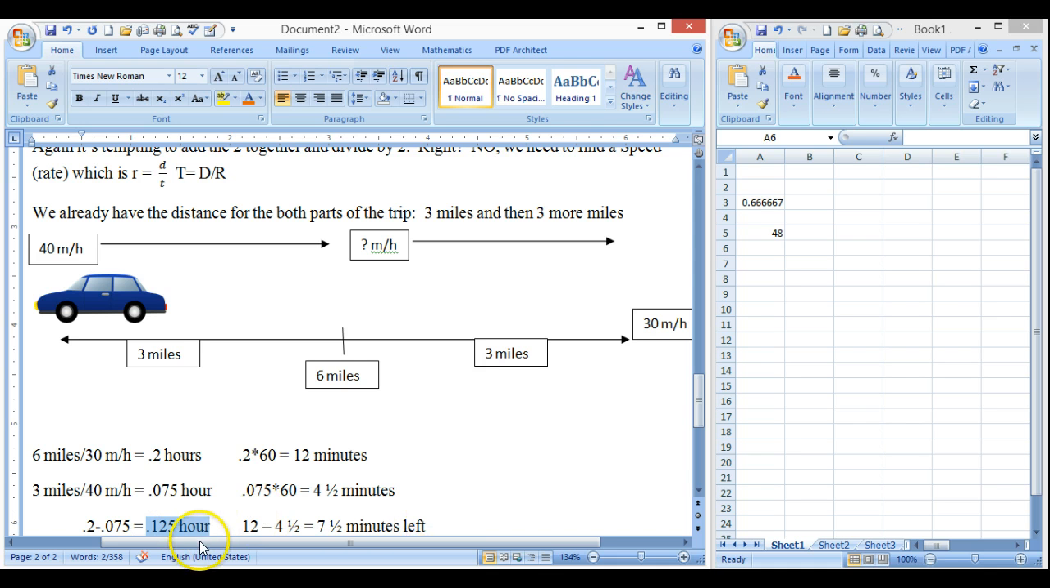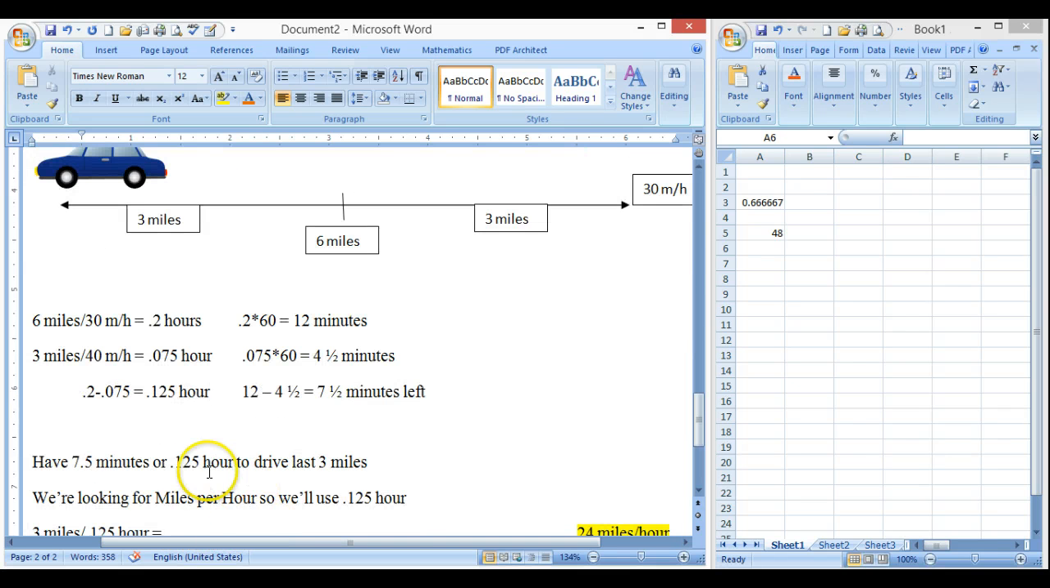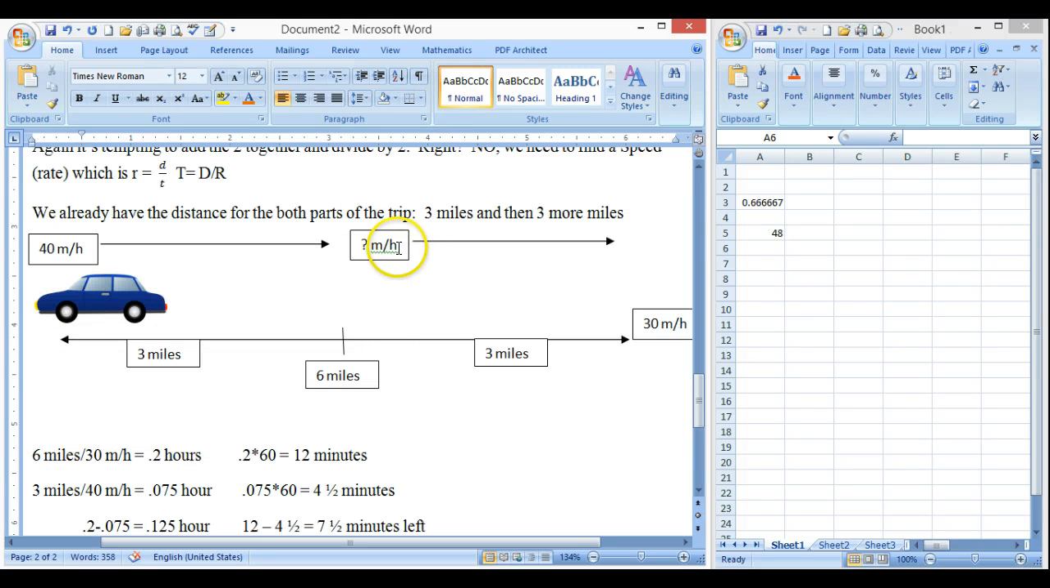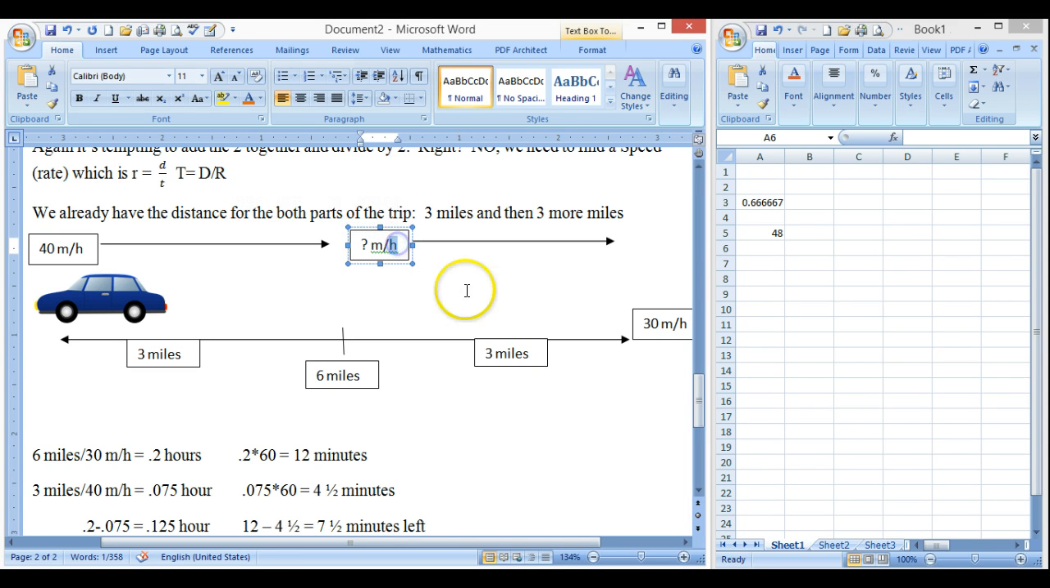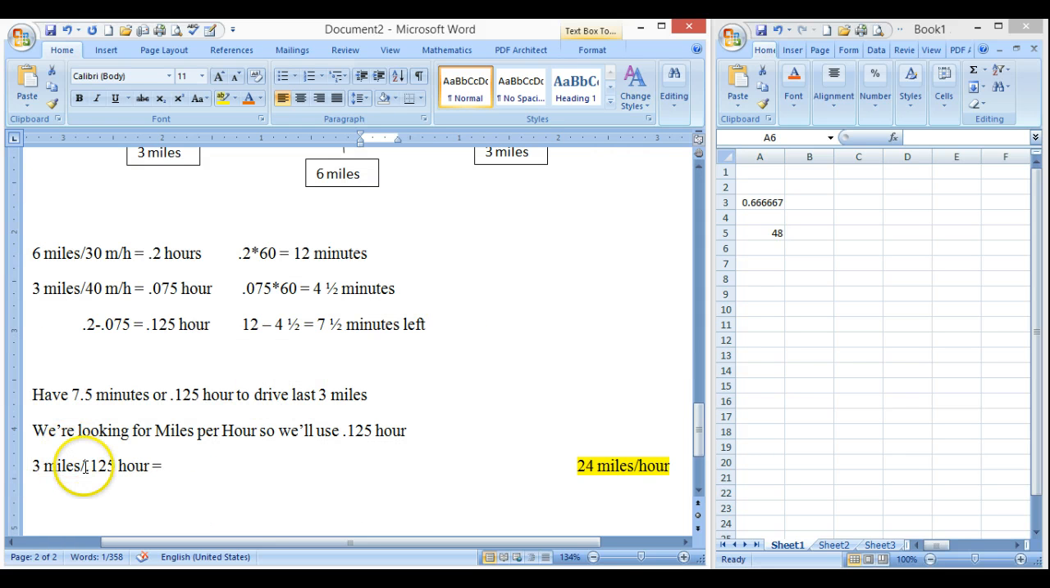Now the reason I'm going to keep the 0.125 is we're working with a rate in miles per hour. This might be a little bit more easy to kind of visualize what's going on, but I need to keep the hours consistent with miles per hour. So I'm not going to use this one, I'm going to use the 0.125. So we're looking for miles per hour. I have 3 miles. I now know I have 0.125 hours. There we go. That's all I needed. So I'm going to do 3 miles divided by 0.125 hours.